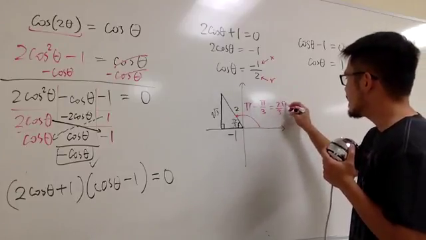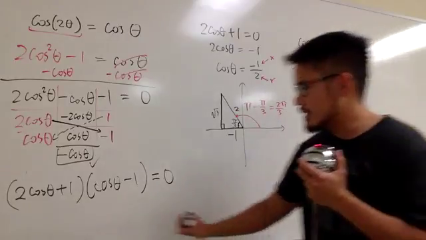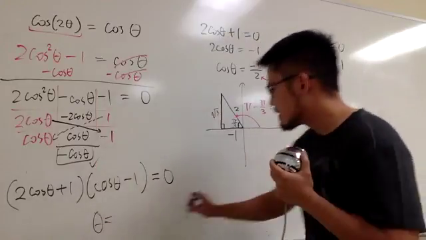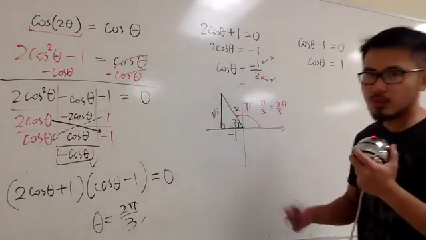But then we still have the pi. Congratulations, this is the first answer. So I will write it down here so we can still see it. Theta, the first answer, is 2 pi over 3. Well, what's the next one?